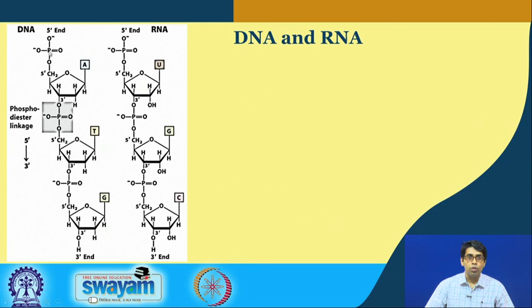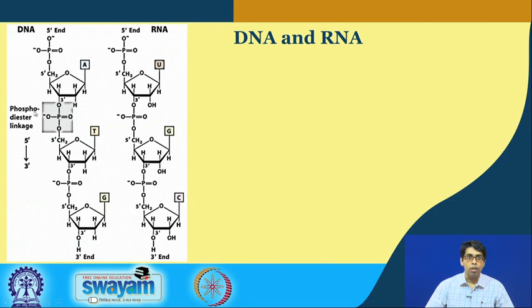So, how does this polymer form? This is the monomer. The nitrogenous base attached to the first position of the ribose or deoxyribose sugar, and then the phosphate group attached to the fifth position.